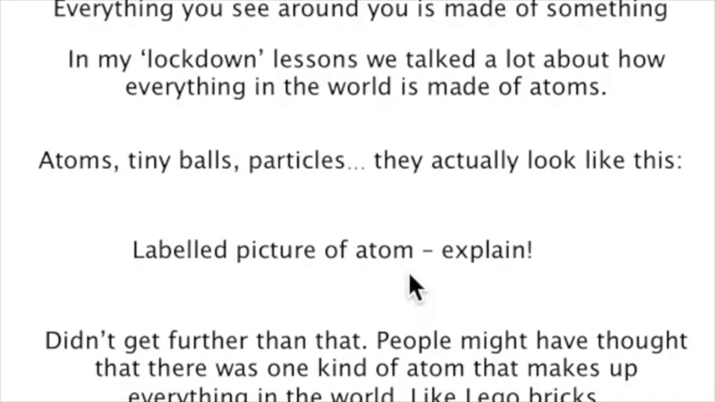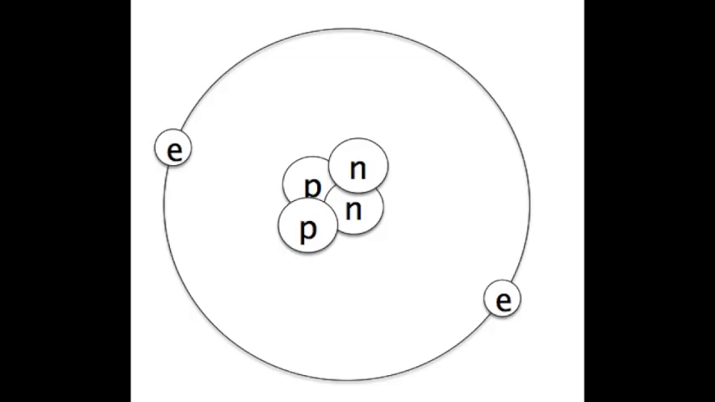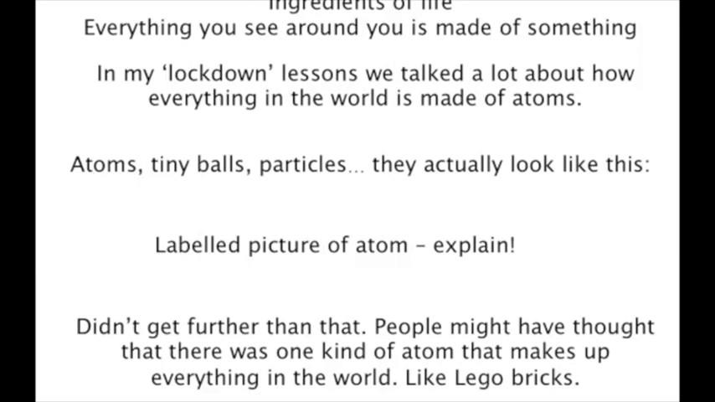So, atoms are kind of like the ingredients of life. Everything you see, just have a look around you now, you'll see loads of different textures, shapes, colours. They're all made of something. In my lockdown lessons, we talked a lot about how everything is made of atoms. They're tiny little balls. I should be holding up a picture of an atom. Tiny little balls, protons and neutrons in the middle, and electrons whizzing around the outside.